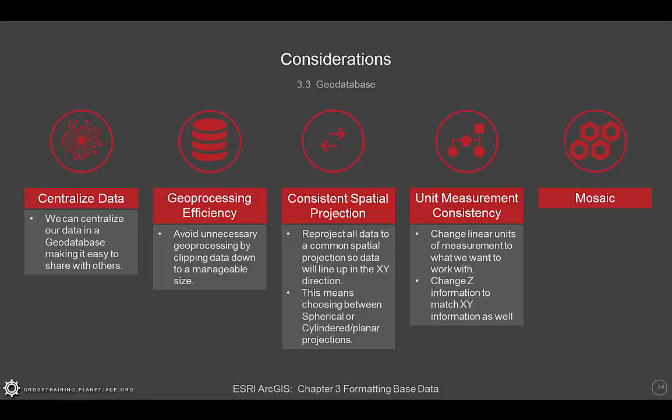Oftentimes our data set will come in tiles, so we don't want to geoprocess on each and every single tile. That task can become very, very repetitious for us. So Mosaic allows us to merge separate tiled data sets together as one to prevent repetitious operations.